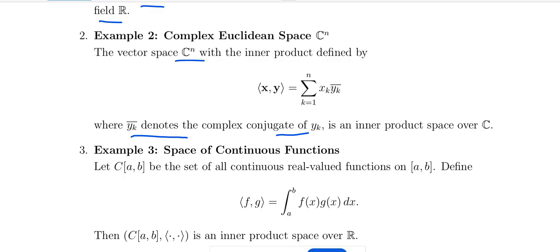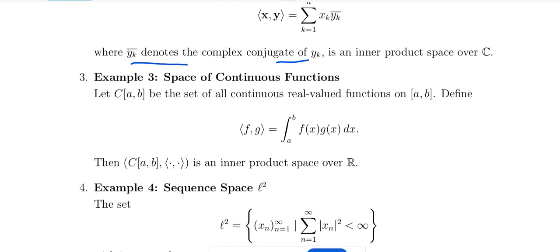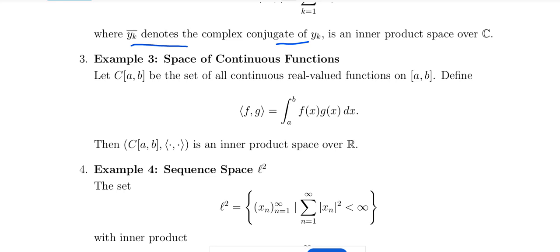Like this all the properties are satisfied. Another example is the set of all continuous functions on [a, b]. How do we define the inner product for this one? (f, g) equals the integral from a to b of f of x into g of x dx, where f and g are continuous functions. So C[a, b] with this inner product is an inner product space over R.